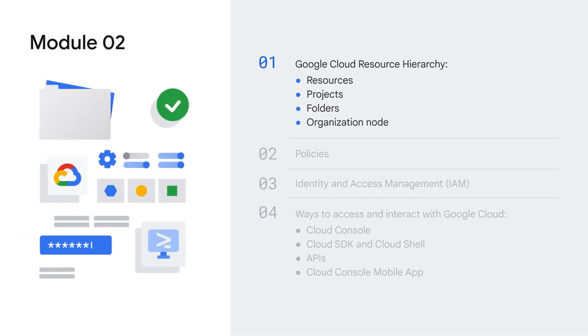In Module 2, you learnt about the Google Cloud resource hierarchy, which is made up of 4 levels: resources, projects, folders, and an organization node. You also learnt about defining policies and their downward inheritance, when to use cloud identity and access management, or Cloud IAM, and the 4 ways to access and interact with Google Cloud through the Cloud Console, the Cloud SDK and Cloud Shell, APIs, and the Cloud Console mobile app.